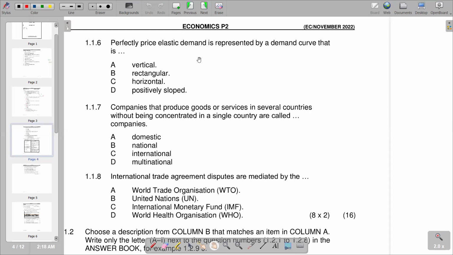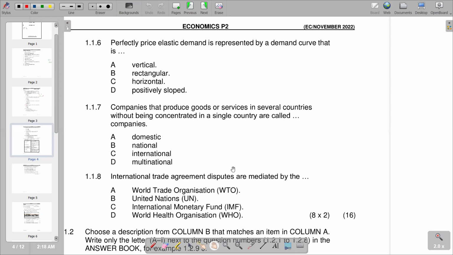So if you have a small increase in the price, we are going to see the quantity demanded have an infinite change. It's going to be a very huge change that we're going to notice, and this is going to lead to a horizontal demand curve. So we have got C there as our correct answer.